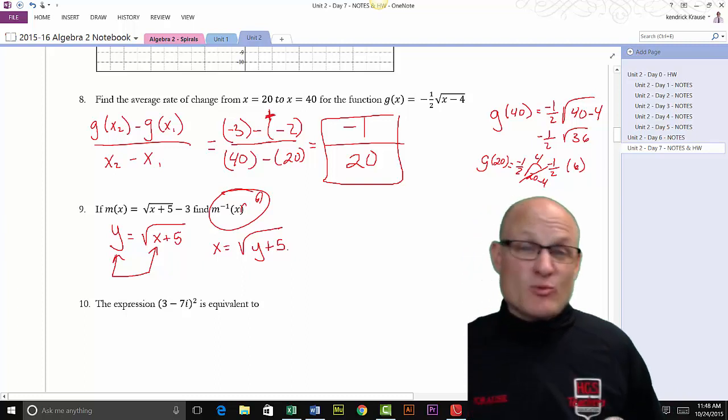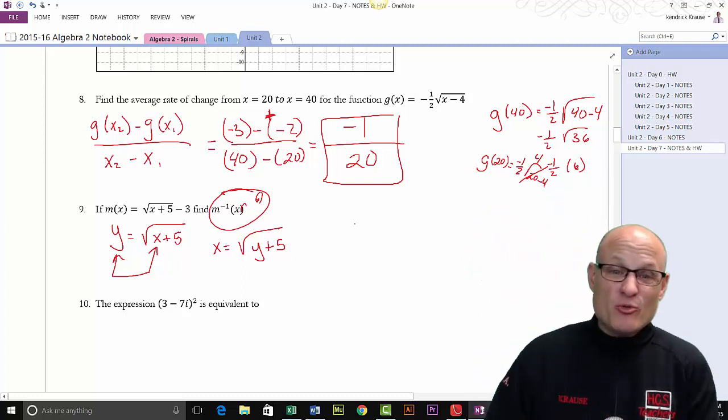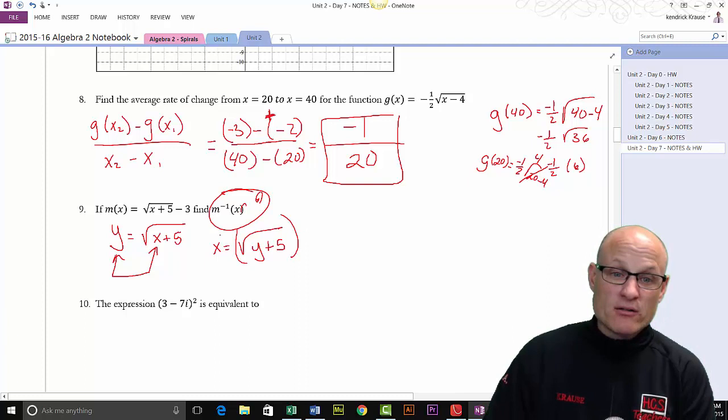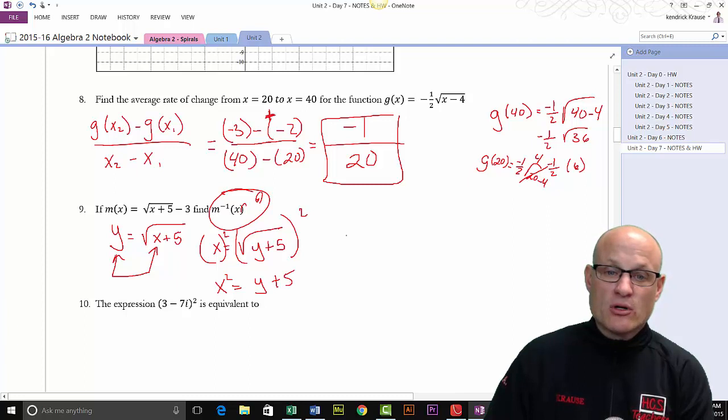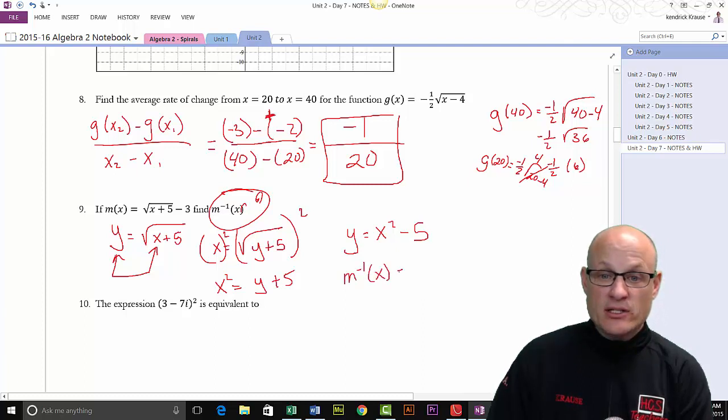Well, in order to get rid of a radical, by now you should remember that we have to square both sides. So this gives me x squared is equal to y plus 5, or y is equal to x squared minus 5, or the inverse of x is equal to x squared minus 5.